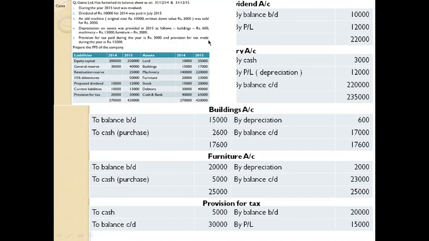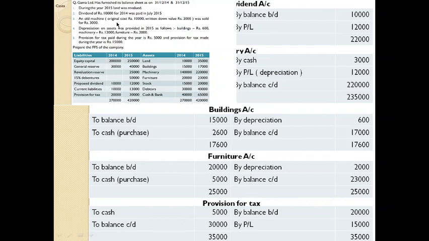If it is given that provision for tax was made during the year, in that case you need to record it as by P&L. By taking the balance, you can see that both sides are equal. So this is how you have to deal with preparation of non-current accounts. Non-current accounts are prepared on the basis of additional information, just like the points given here.